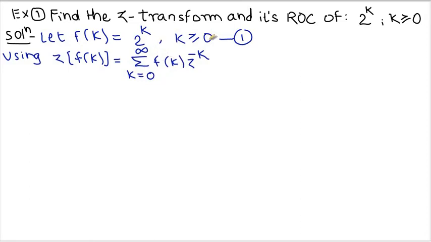Now using equation number 1, summation k from 0 to infinity, I will put the value of f of k. So from equation 1, what is the value of f of k? It is 2 raised to k. Next, z raised to minus k will be as it is. I have written this by using equation number 1. I have just put the value of f of k as 2 raised to k. The remaining part of the problem is as it is.